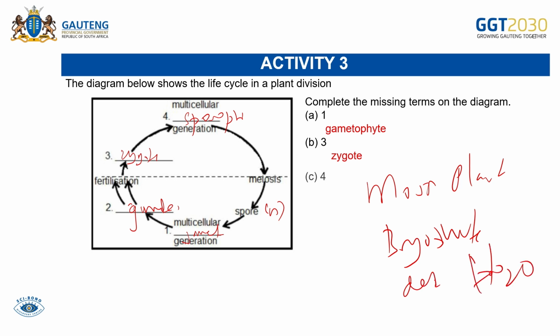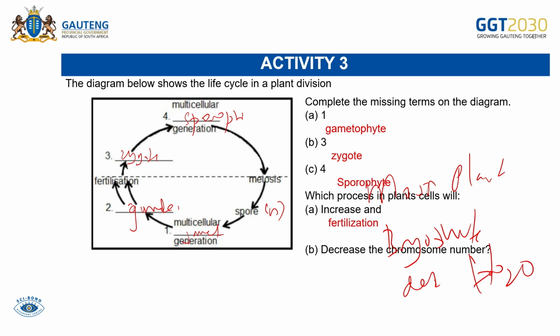Okay, so that is it for today's lesson, learners. And you can see here, okay, number 4 is your sporophyte generation, which process in plant cells will increase and decrease the chromosome number. What increases the chromosome number? It is fertilization. Always remember, sperm cell with its chromosomes, the egg cell with its chromosomes come together, 1 plus 1 come together, giving you 2. So that zygote is always a diploid. It's diploid, double the number of chromosomes.